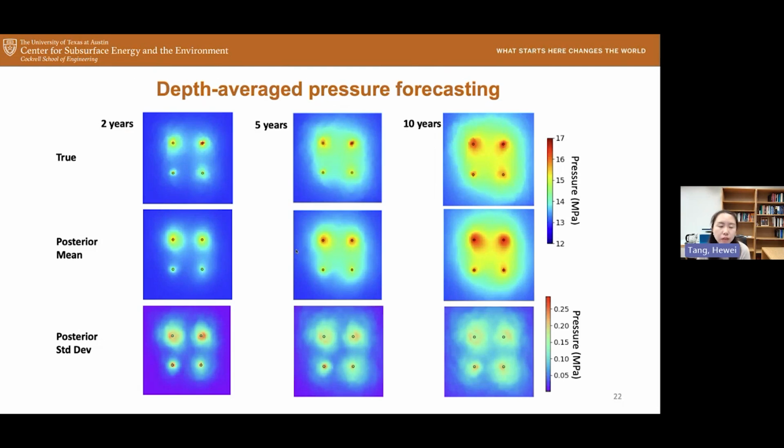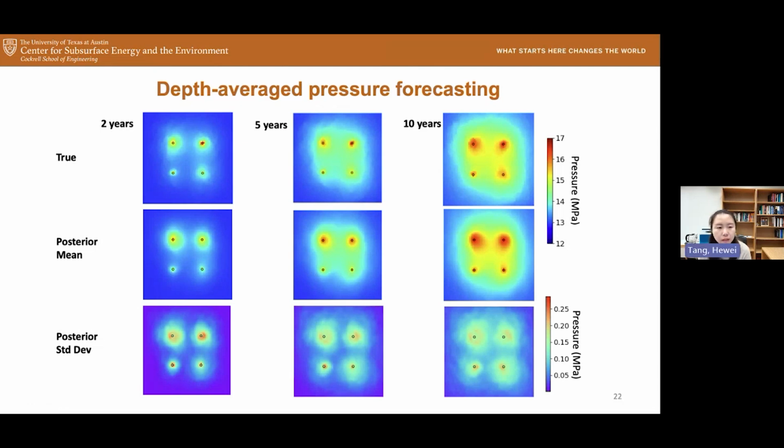And here I show the depth-averaged pressure forecasting for 2 years, 5 years, and 10 years. In the first row, I show the true pressure distribution from the simulation. And in the second and third rows, I show the mean and standard deviation of the pressure distribution.